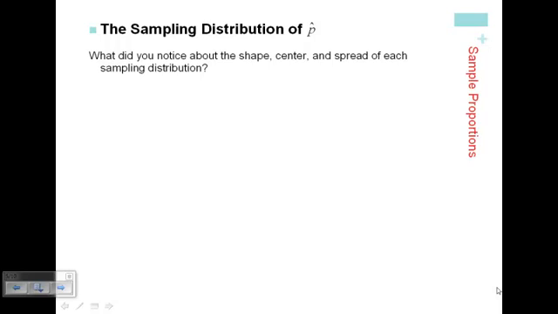Let me try to describe again what a sampling distribution is, and then in particular, what the sampling distribution of p hat is. Sampling distributions come about when you do all possible samples of a particular size from a population. The sampling distribution of p hat is when you do all those possible samples and you look at every possible p hat which can come out of that population.